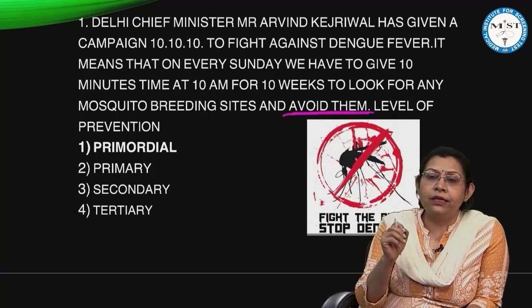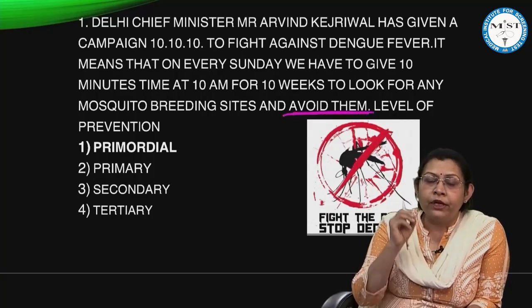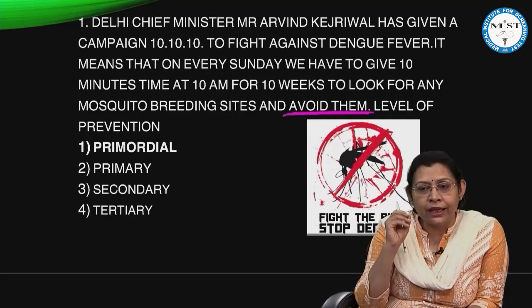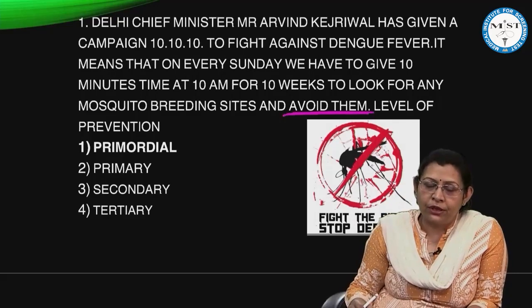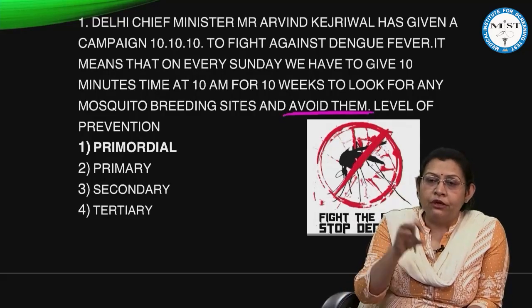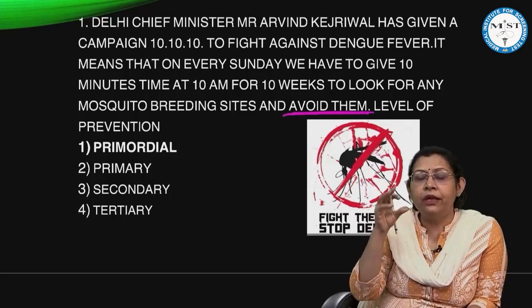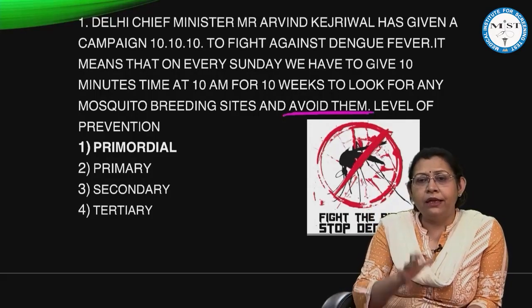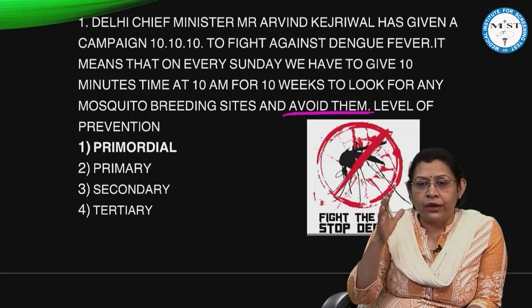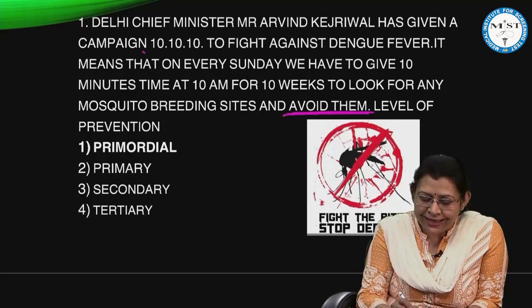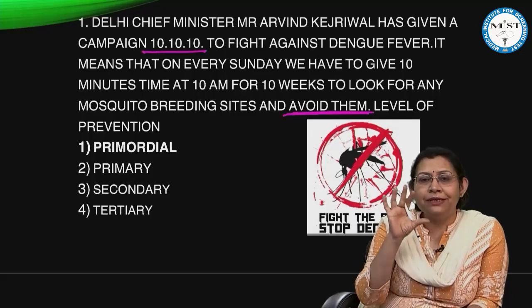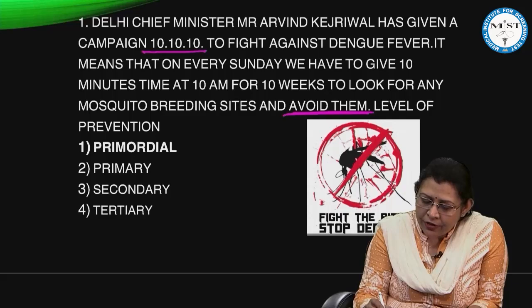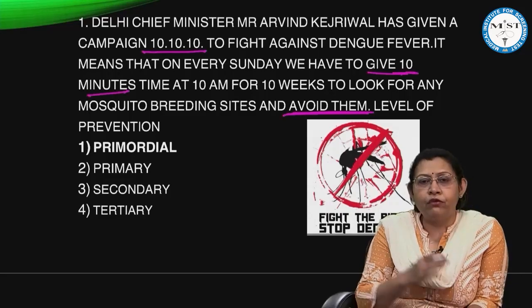Another point I can add here is that we should try to learn how to identify the catchwords in the given question, because these catchwords will make a story and this will help you in solving the question. So here they have given us a story that we are trying to prevent dengue by a slogan, 10-10-10, and what it means is three activities: every Sunday we have to give 10 minutes of time for what activity?